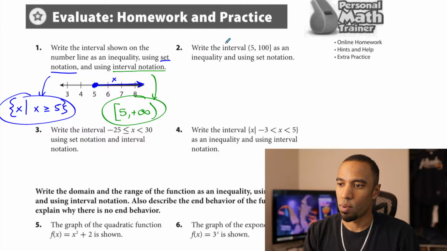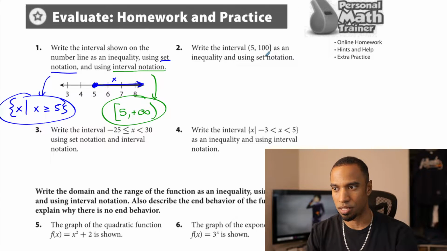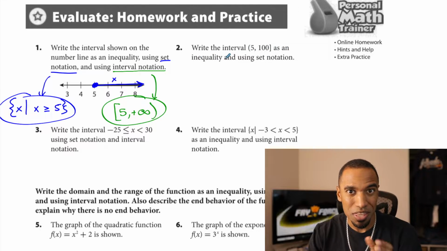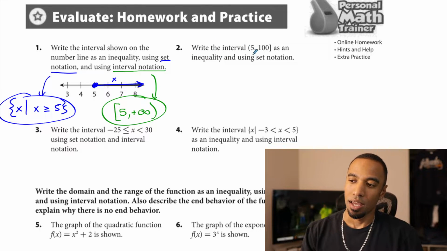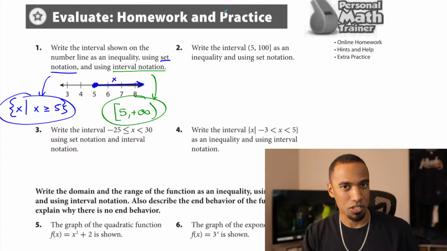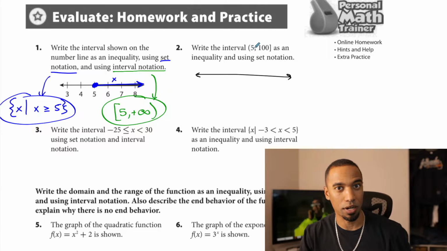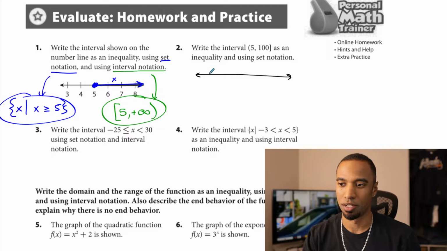All right, number two, write the interval (5, 100] as an inequality and using set notation. For me, it's kind of going to be both-ish, if you will. I hope that's okay. Now, before I do that, let's translate this as a number line. Maybe you know how to go straight from one to the other, maybe you don't. But I know how to graph it first, and maybe I can go from there.